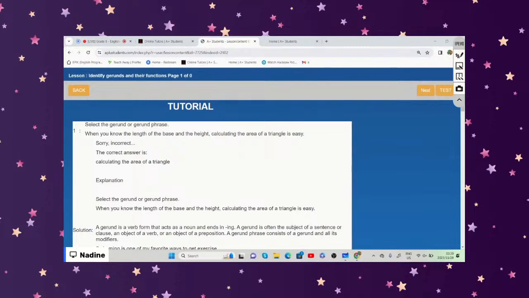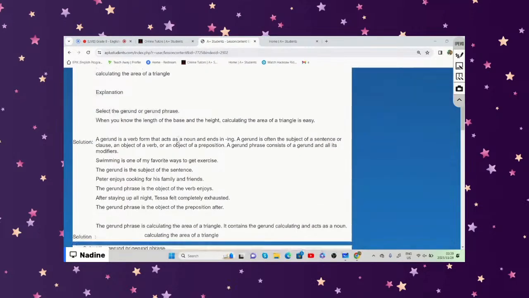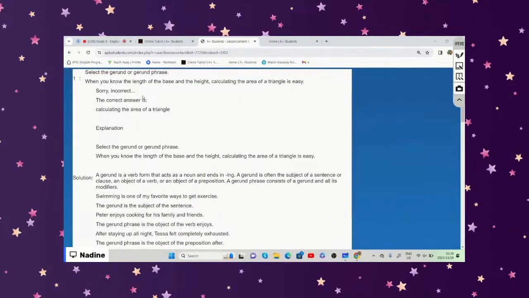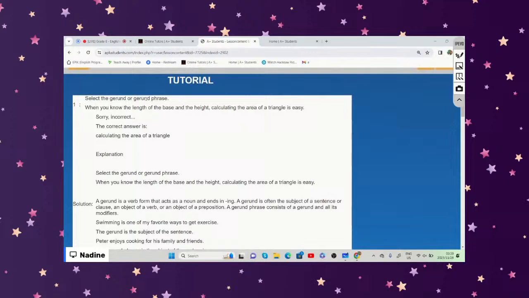So now we need to select the gerund or the gerund phrase within the sentence, right? When you know the length of the base and the height, calculating the area of a triangle is easy. So when you know the length of the base and the height, then calculating the area of a triangle is easy.